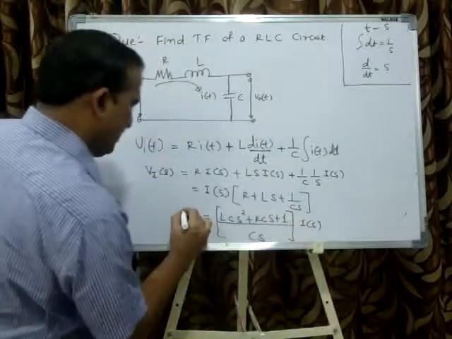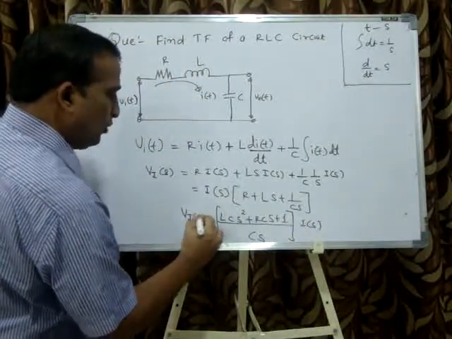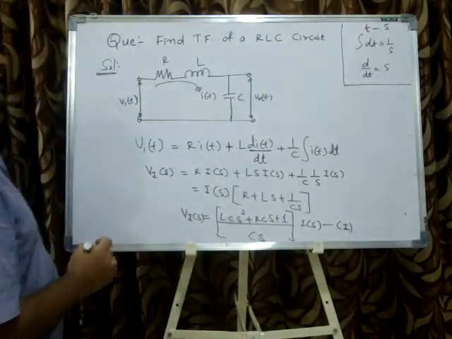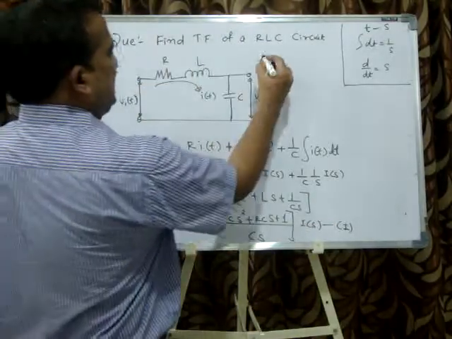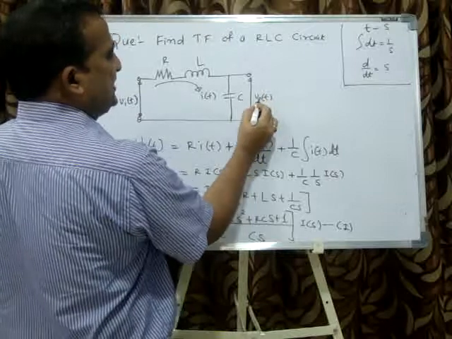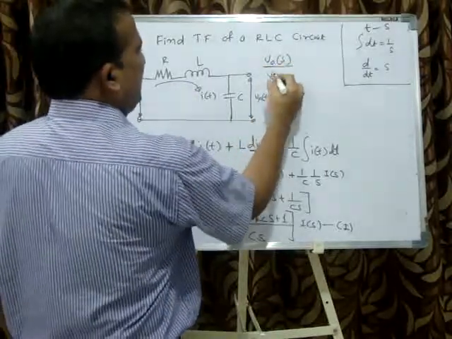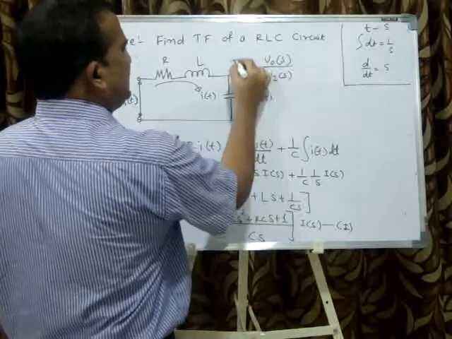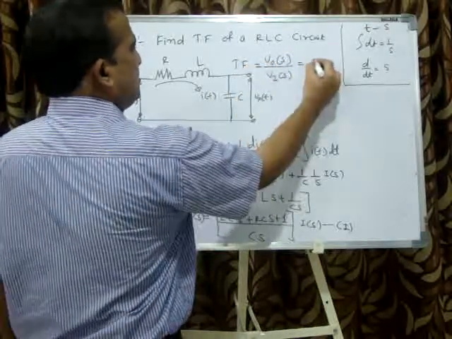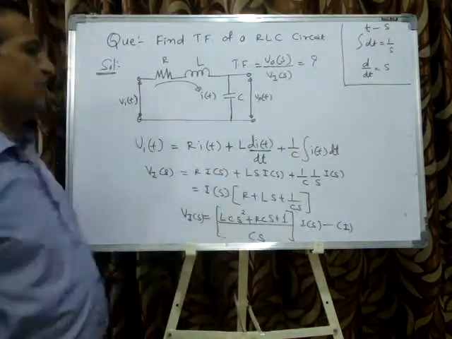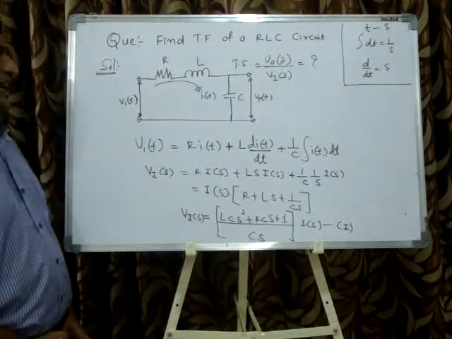This is equation number 1. I have to remove the current, the intermediate variable, because in the question he has asked to find a transfer function, which means Laplace of output divided by Laplace of input. This is the output, Laplace of output, and this is the input, Laplace of input. This is nothing but the transfer function. So here no V naught of s term is there. I have to introduce V naught of s. What do I have to do? I will write one more equation.